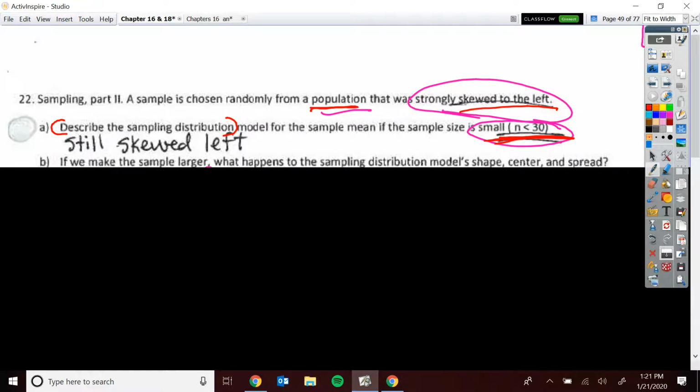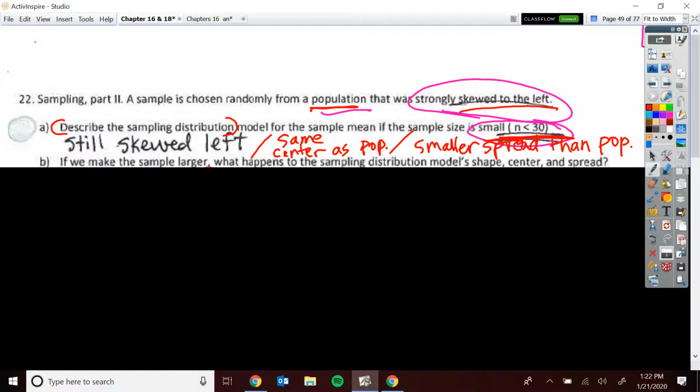So the shape is still skewed left. What about the center? Same center as the population. And then what about the spread? It will have a smaller spread than the population. Because remember, no matter what n is, it's still going to get smaller spread.